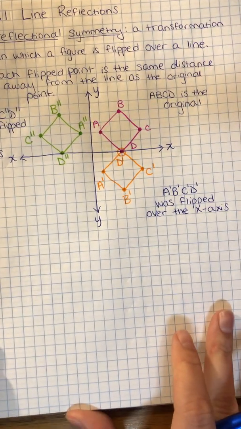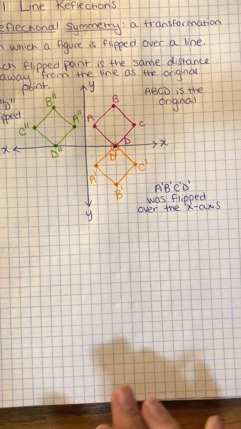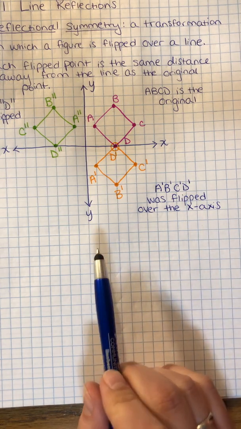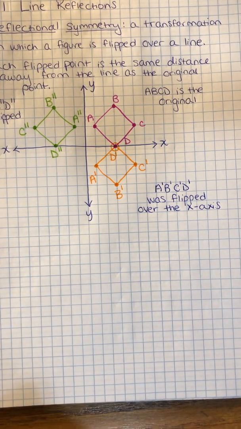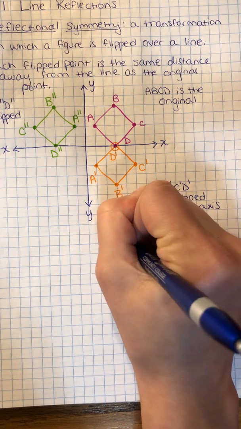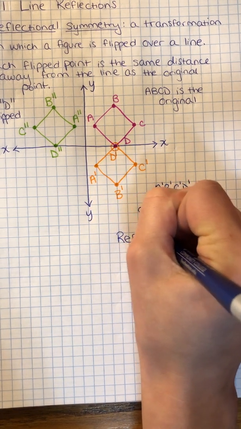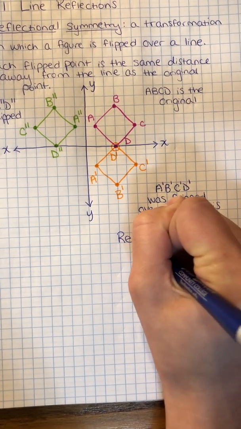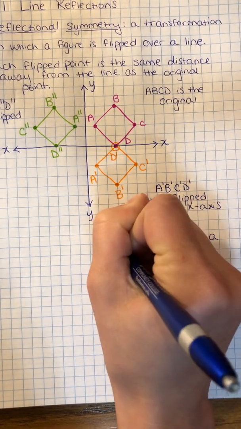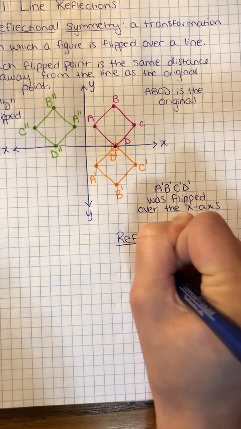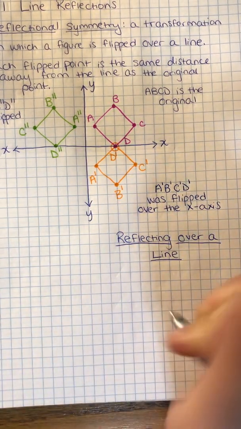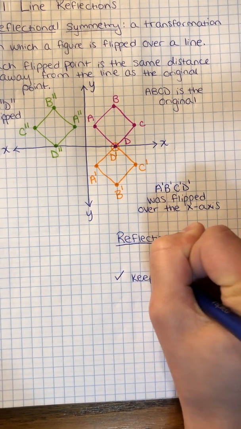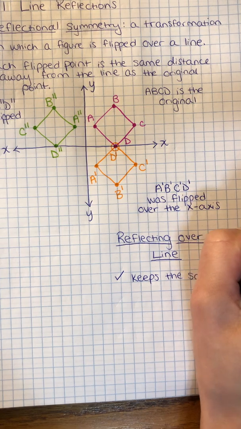Now, when we're doing reflections, there are three characteristics that will always stay true. We're going to write those down in this space on our graph paper because I'm saving this remaining space for something else. Reflecting over a line. Some characteristics here. First thing is it keeps the same shape.